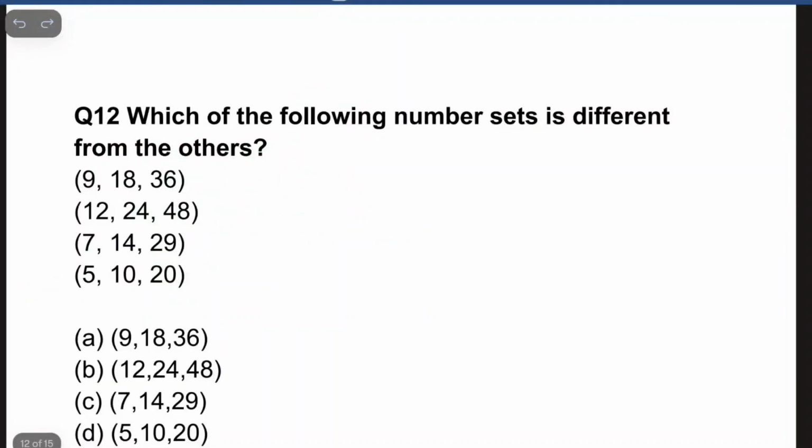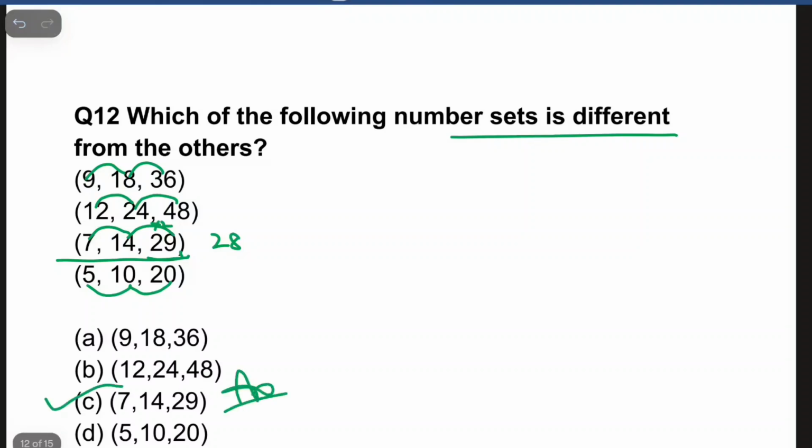Now, question number 12, which of the number sets is different from others? Now let us observe each set one by one. 9, 18 and 36. 9 times 2 is 18. 18 times 2 is 36. 12 times 2 is 24. 24 times 2 is 48. 7 times 2 is 14. 14 times 2 is 28. But here 29 is given. Let's check the fourth set also. 5 times 2 is 10. 10 times 2 is 20. So 7, 14, 29 is different from the others. So option C will be the correct answer.